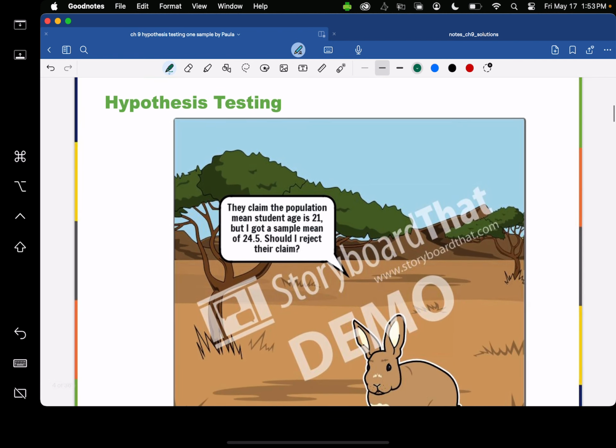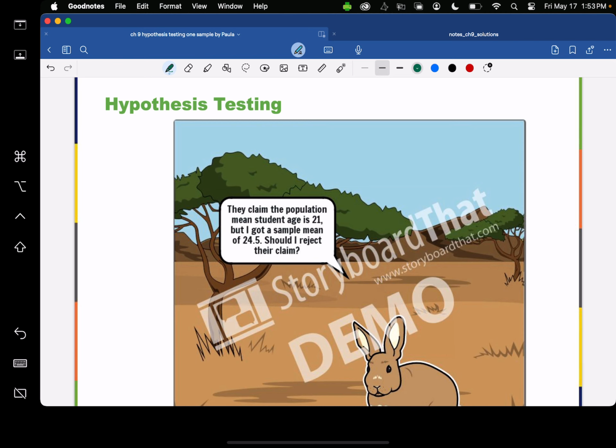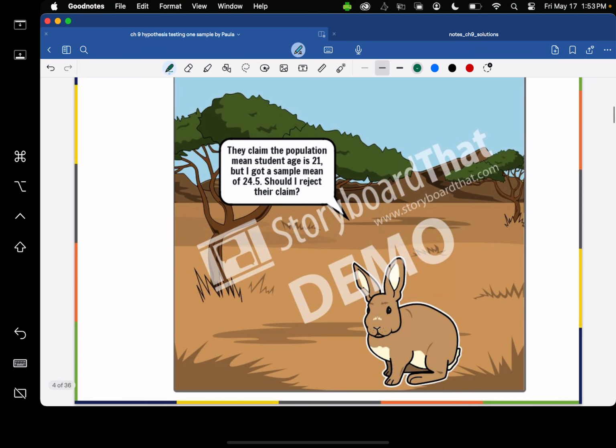The hypothesis testing would look like this. The rabbit says, they claim that the population mean student age is 21, but I got a sample mean of 24.5. That's a little bit high. Should I reject their claim? That's what hypothesis testing is about.